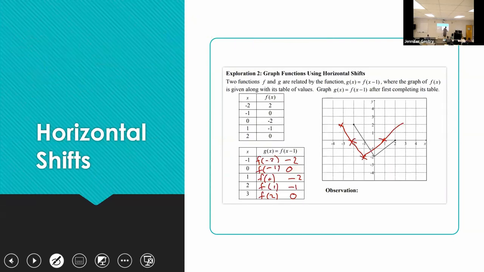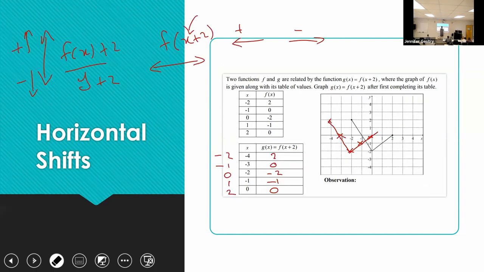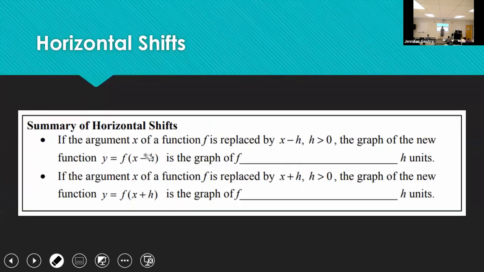These were some of the things that we were having issues with in that last section, finding out where that transformation goes. So for horizontal, if I say minus inside the parentheses, is it going to go to the right or the left? Right. If I say plus, is it going to go right or left? It's going to go to the left. Brains hurt yet?